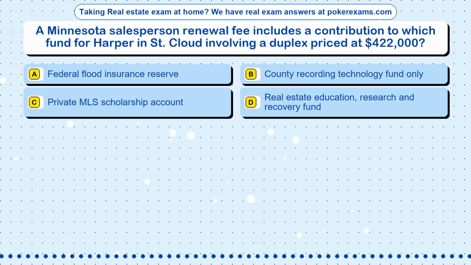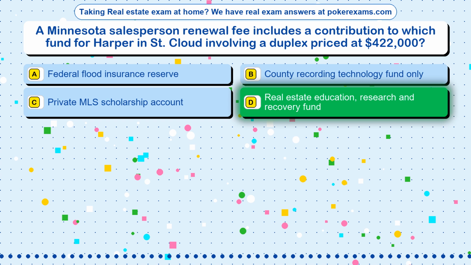Question 80. A Minnesota salesperson renewal fee includes a contribution to which fund for Harper in St. Cloud involving a duplex priced at $422,000? Option A, Federal Flood Insurance Reserve. Option B, County Recording Technology Fund only. Option C, Private MLS Scholarship Account. Option D, Real Estate Education, Research and Recovery Fund.